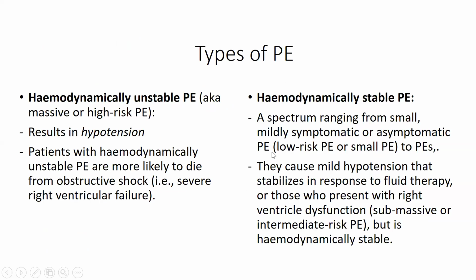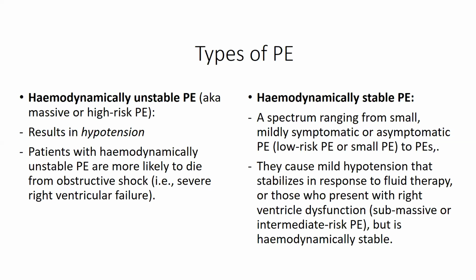All right, types. There are two major types of PE in terms of hemodynamic status. We have those who cause hemodynamic instability, what we know as the massive or the high-risk pulmonary embolism. All of this will cause hypotension, and patients with hemodynamically unstable PE are more likely to die from obstructive shock. This makes sense from the pathophysiology.